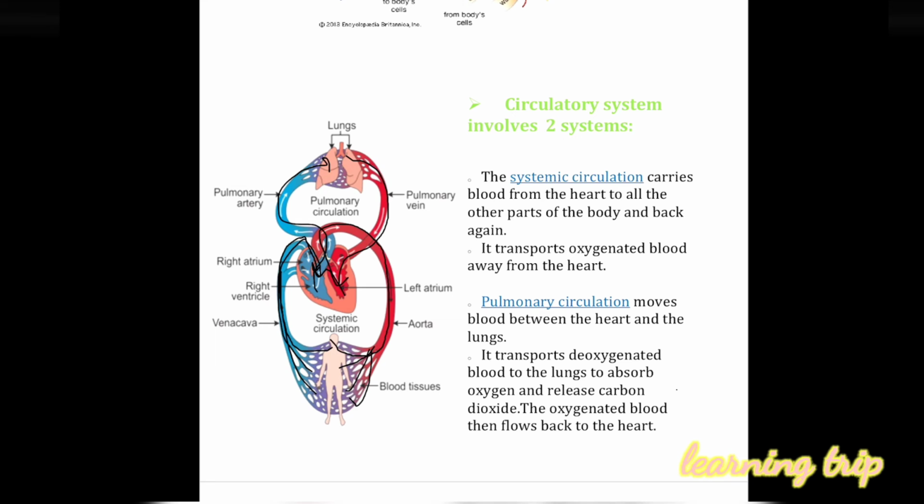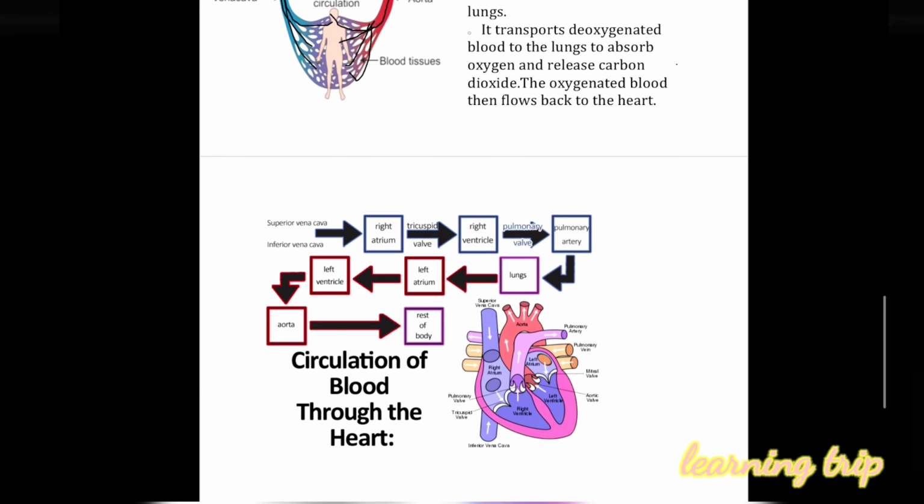Now let's learn these two circulations in more detail through this flow diagram. Blood from superior and inferior vena cava enters the right atrium. This is a deoxygenated blood. From right atrium, the blood enters the right ventricle. From right ventricle, the blood enters the lungs through pulmonary artery.